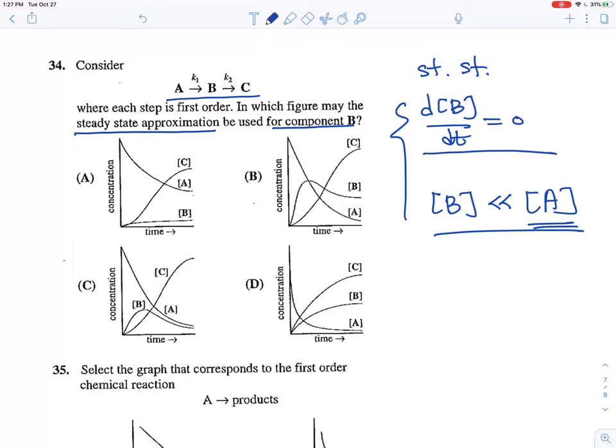So here B is bigger than A, so that's not good. This one is pretty comparable, that's not good. Those are not good. So only this one is truly representative. B is a constant if you wait long enough, and the A value is bigger than the B value. So that's why this is the answer, A.